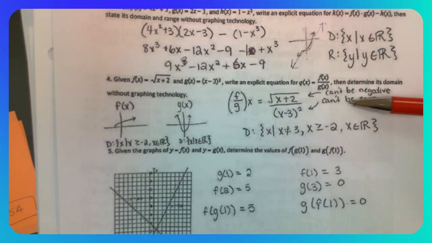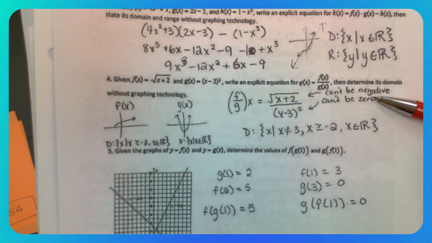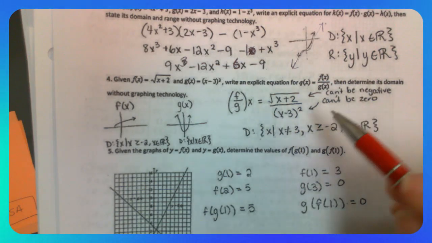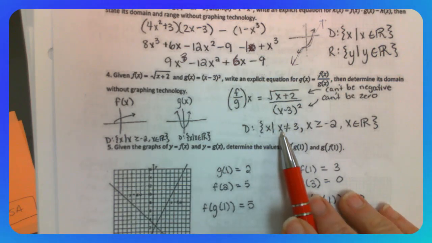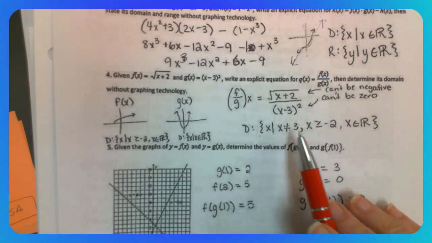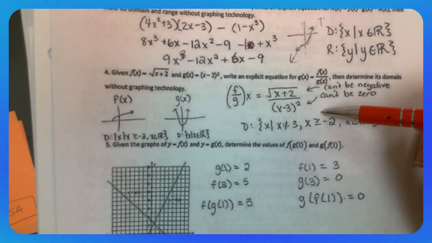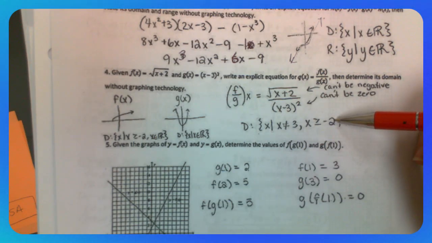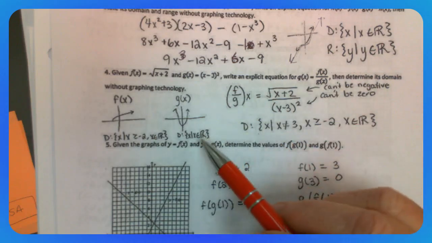All right, now we can't have a 0 on the bottom, so we're going to have an asymptote when x minus 3 equals 0. So we'll have an asymptote at x equals 3. And again, we can define the domain with x such that x cannot equal 3, and x is greater than or equal to -2. Okay, x is an element of the real numbers.